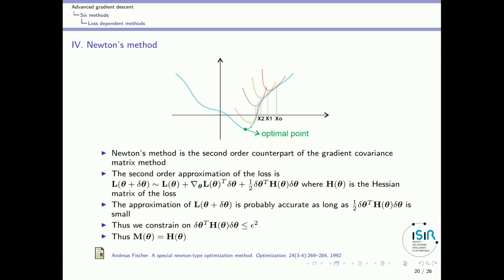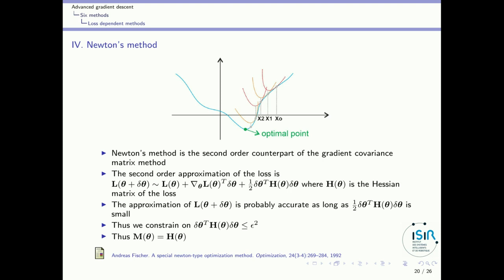A fourth method, this time, is a second order method. That's Newton's method. So the idea is that instead of using a first order approximation of the gradient, we will use a second order approximation that will take the Hessian into account. So instead of following the gradient using straight lines, we are now using quadratic functions. Okay, so Newton's method is the second order counterpart of the gradient covariance matrix method.